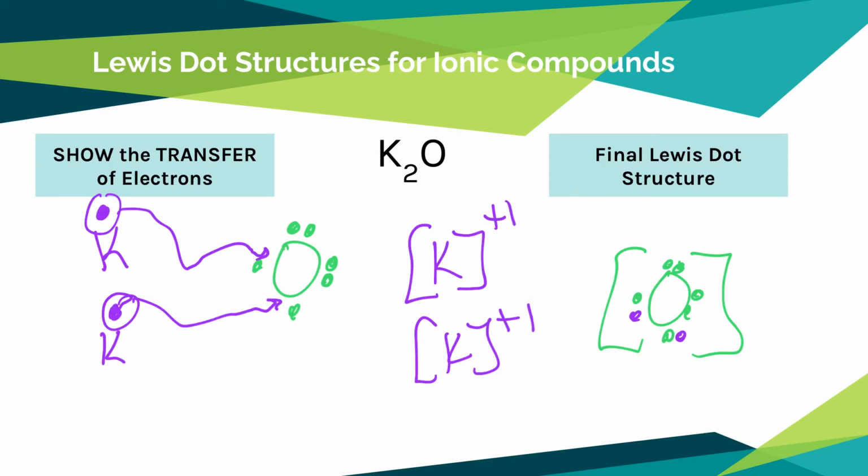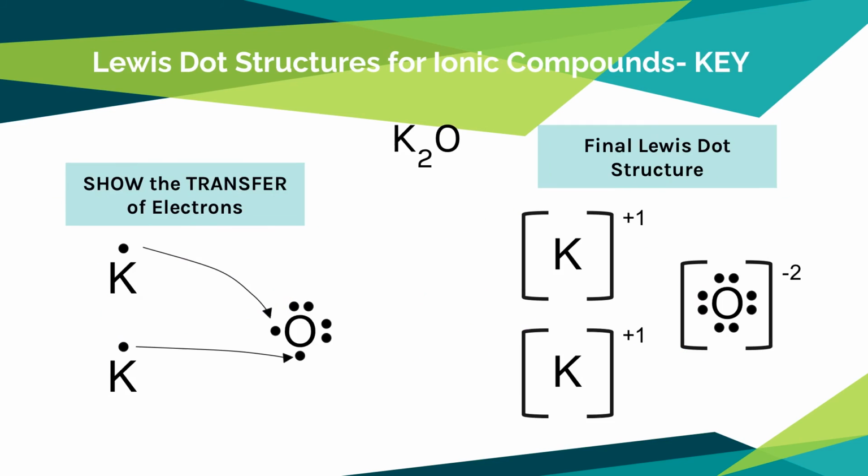So those two, the purple electrons, they came from the potassium. And we write 2-. And here is a much prettier version of the one I just drew. So the final Lewis dot structure shows our ions for everyone involved.